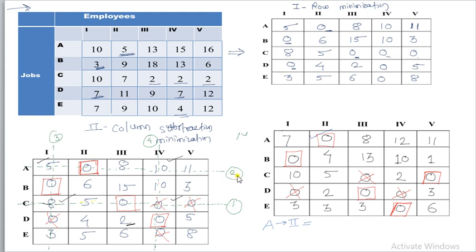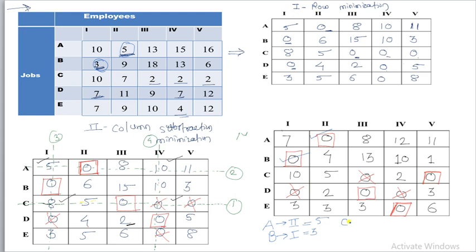Okay, so first has gone to second, and the value we'll have to take from the original table, that means the problem table. Okay, so this is the original cost matrix, and the value was 5. A given to second means here we have made the assignment, so it is a 5. Then B, we have made the assignment at the 1, so the value is 3. B has gone to 1, value is 3.